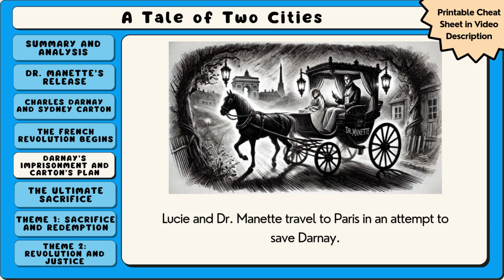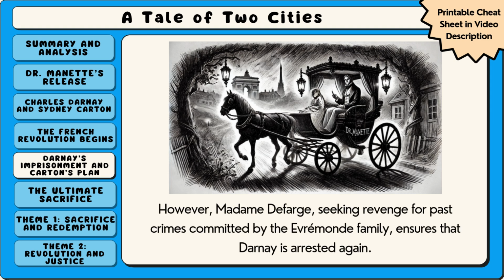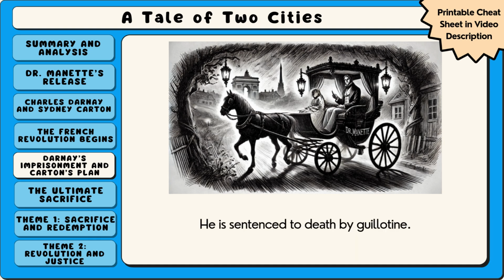Lucie and Dr. Manette travel to Paris in an attempt to save Darnay. Dr. Manette, once a prisoner himself, is respected by the revolutionaries and briefly secures Darnay's release. However, Madame Defarge, seeking revenge for past crimes committed by the Evremond family, ensures that Darnay is arrested again. He is sentenced to death by guillotine.